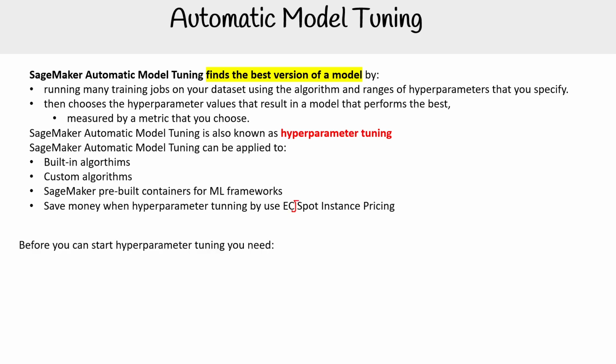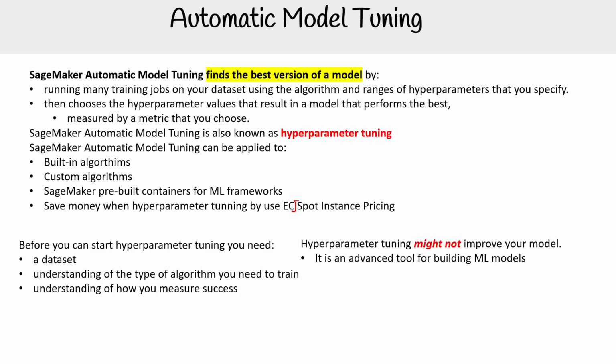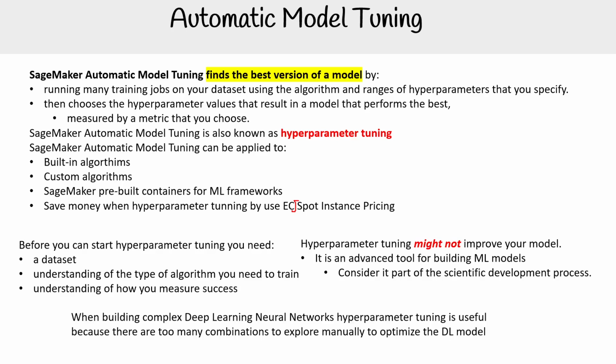Before you start hyperparameter tuning, you need a dataset, an understanding of the type of algorithm you're training, and an understanding of how you measure success. Hyperparameter tuning might not improve your model. It is an advanced tool for building ML models. Consider it part of the scientific development process. When building complex deep learning neural networks, hyperparameter tuning is useful because there are too many combos to explore manually to optimize your deep learning model. So just remember, it's for finding the best version of a model.